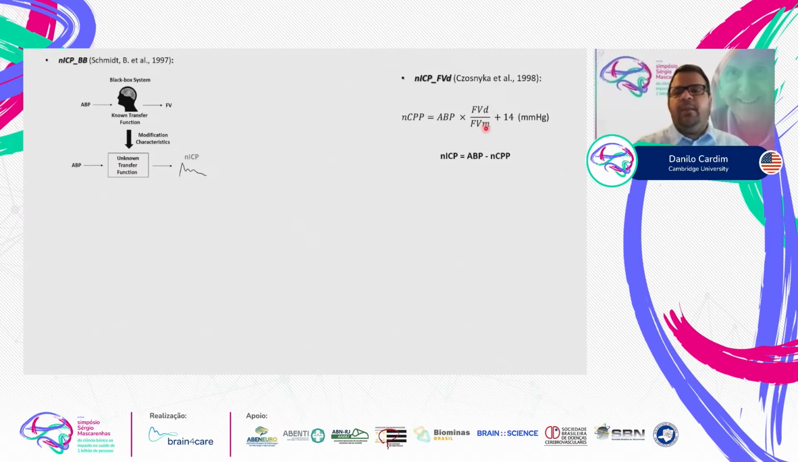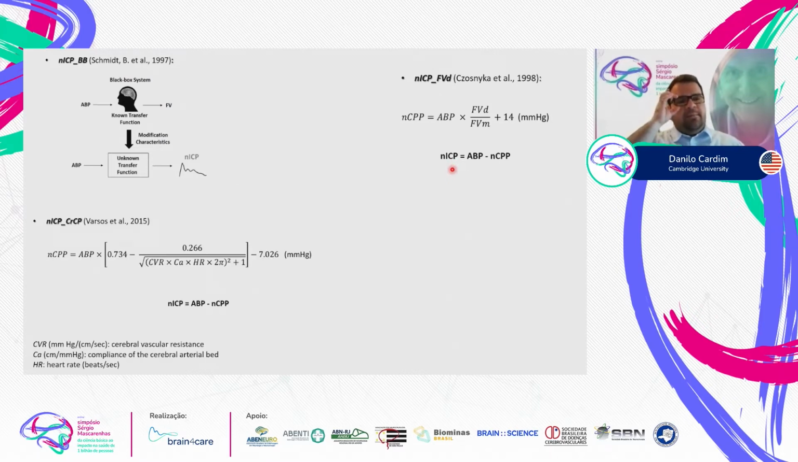flow velocity. Initially, this method was developed to assess the non-invasive cerebral perfusion pressure, CPP. But as we know, ICP itself is the difference between the mean arterial blood pressure and the cerebral perfusion pressure that we can obtain non-invasively. Therefore, we can also obtain the intracranial pressure non-invasively.